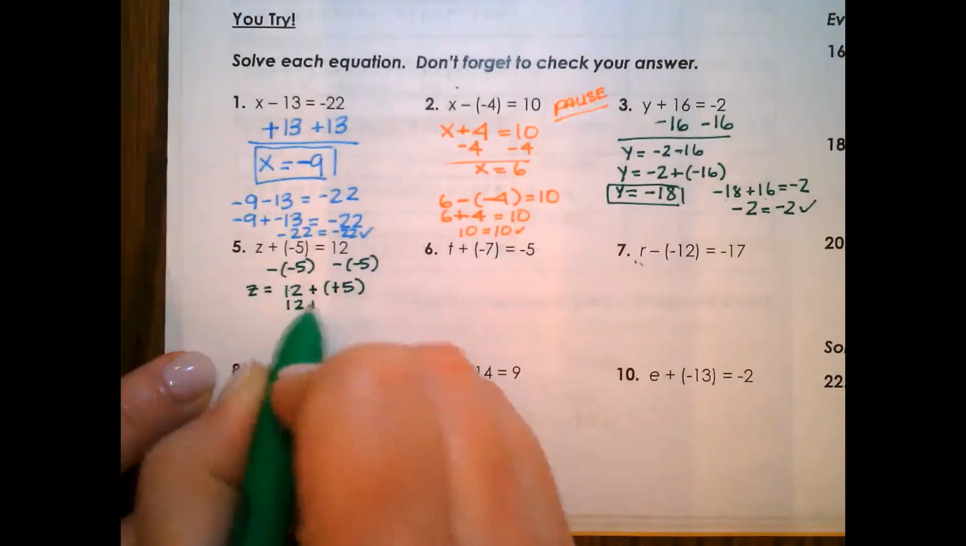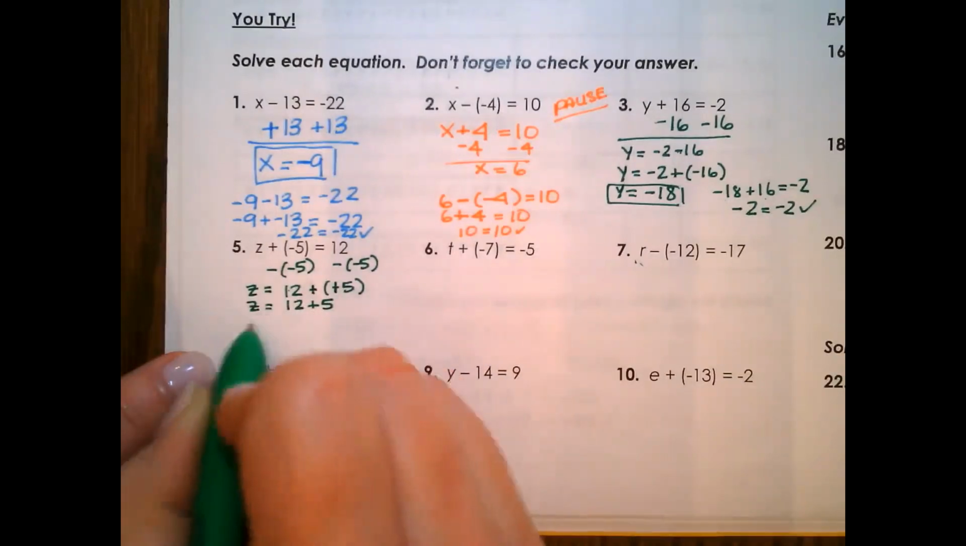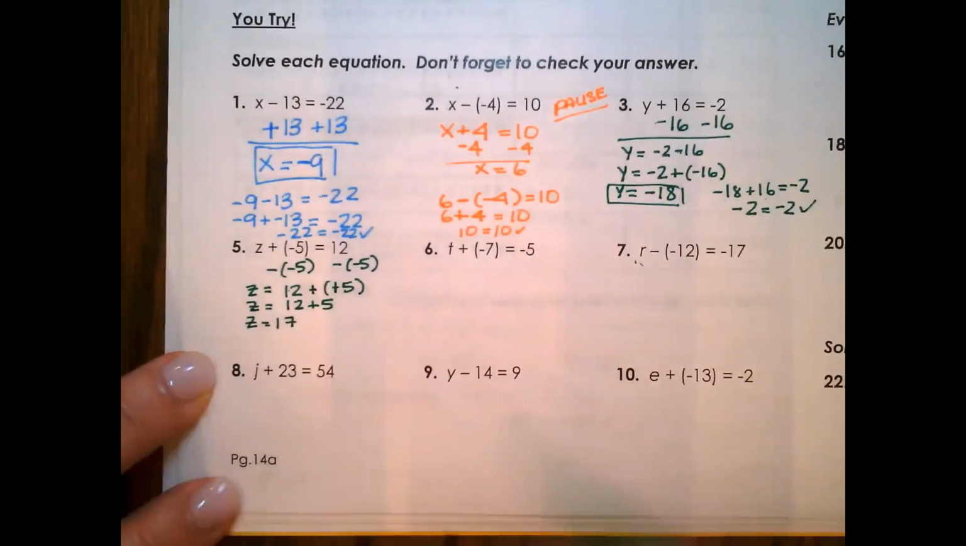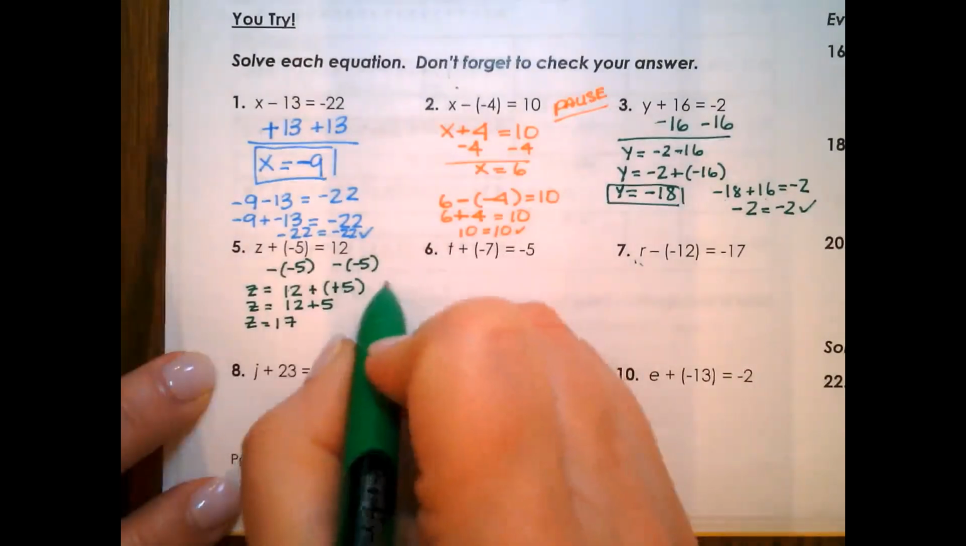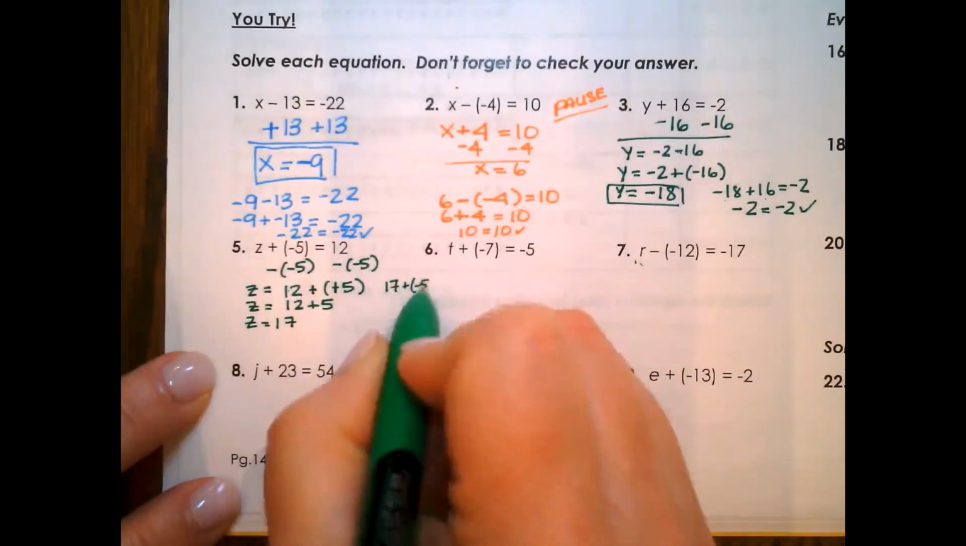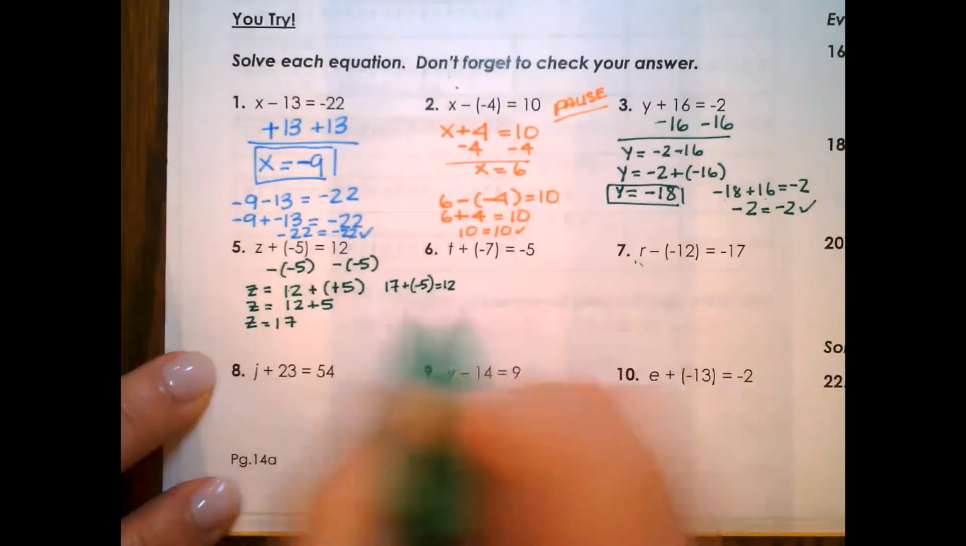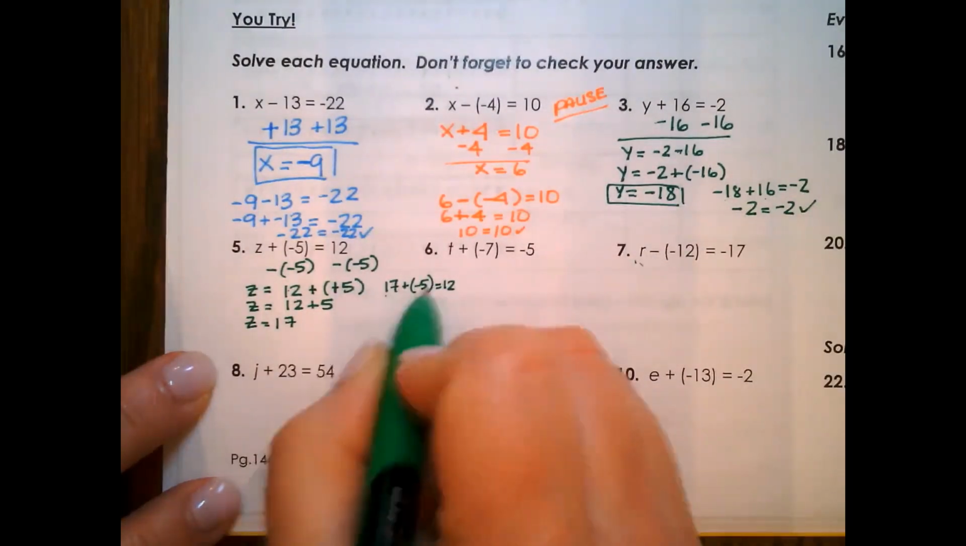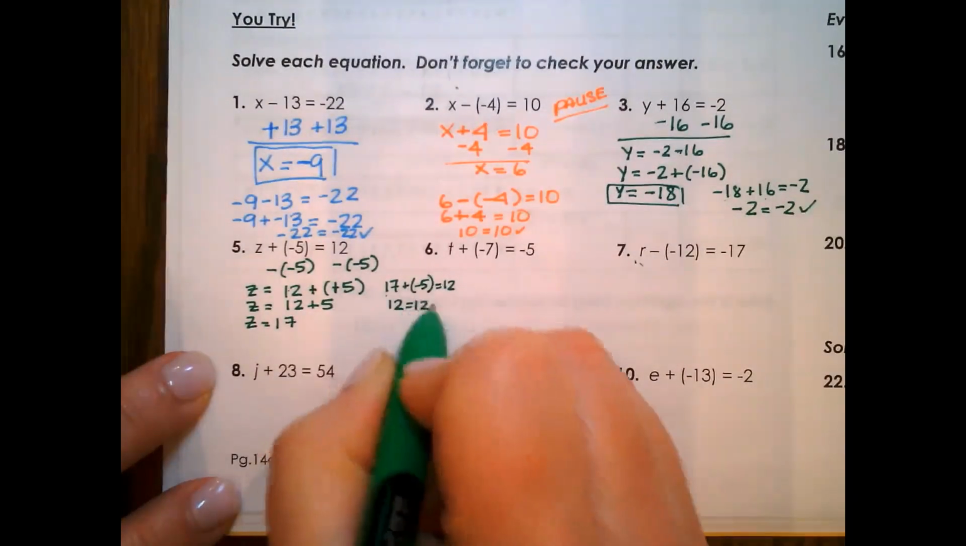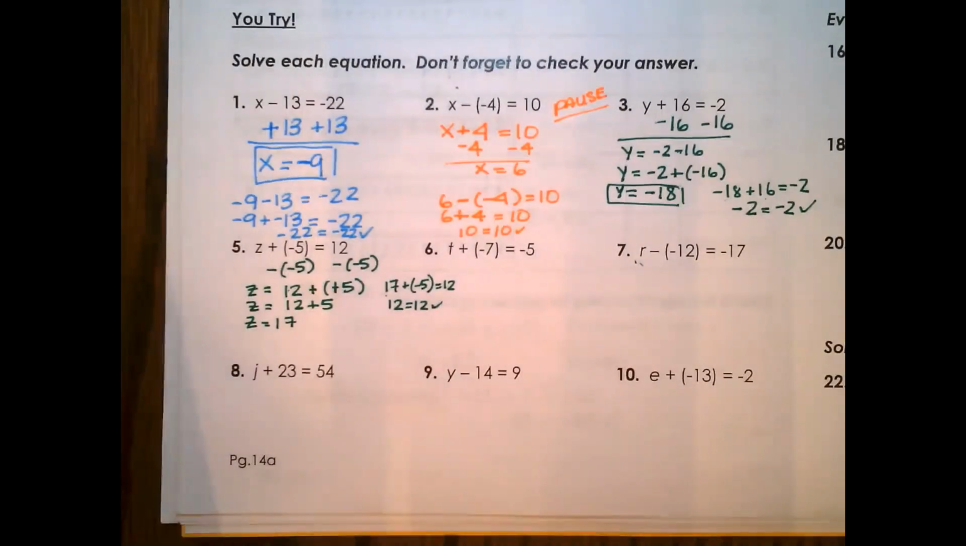So it's 12 plus 5. So Z will equal 17. And then to check it, we're going to plug it in. 17 plus a negative 5 should equal 12. I have more positives than negatives. How many more? 12. Since 12 equals 12, I know I'm good to go.